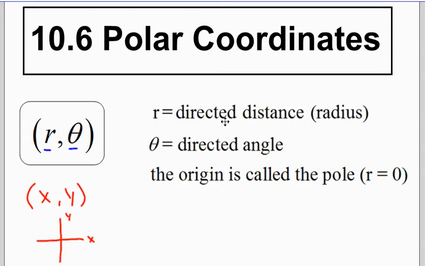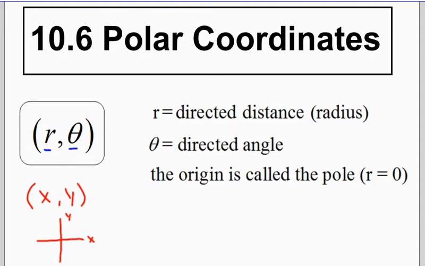R is the directed distance, or the radius. If we're thinking polar coordinates, we're just going to be going around in circles. So R would be the radius of the circle, or the distance it is from the origin. And then theta is the directed angle, with 0 being what we would call the positive x-axis, but now it's just going to be 0, right here. There is going to be no more x or y-axis. Then they call the origin the pole.